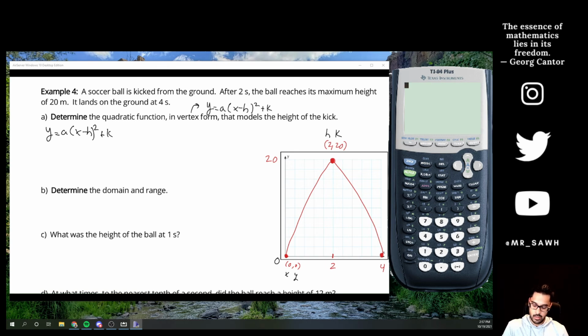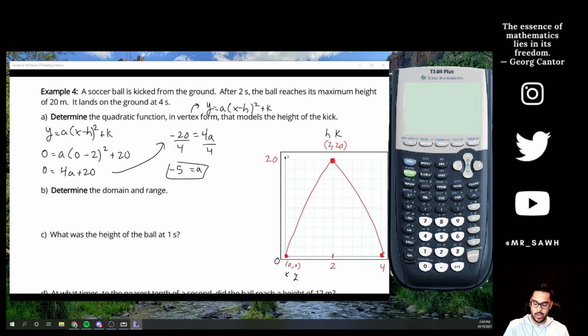So plug everything in. y is going to be 0 from our origin, a is unknown, x is 0 from the origin as well, minus 2 from our vertex, and then plus 20 also from our vertex. So 0 equals 4a plus 20. If I rearrange that, I'm going to move my positive 20 to the other side of the equal sign. So minus 20 is going to equal 4a. And if you divide both sides by 4, then negative 5 is the value for a.